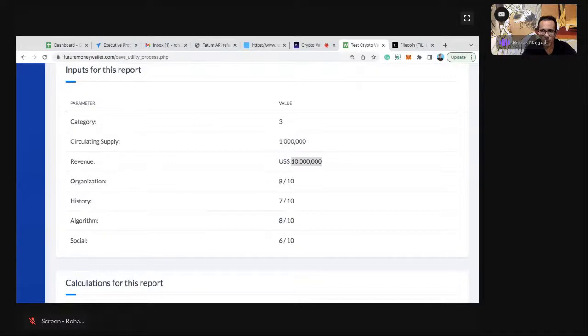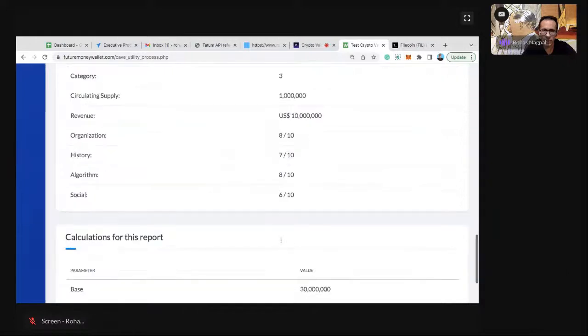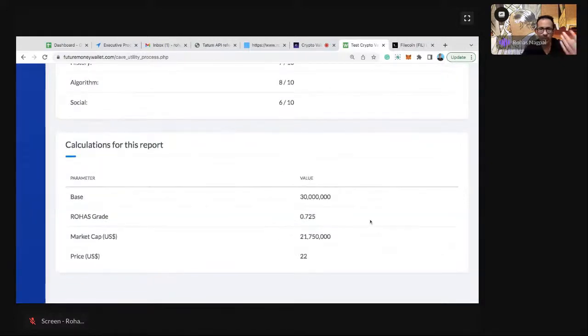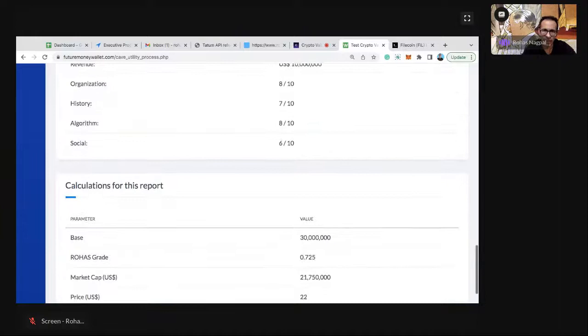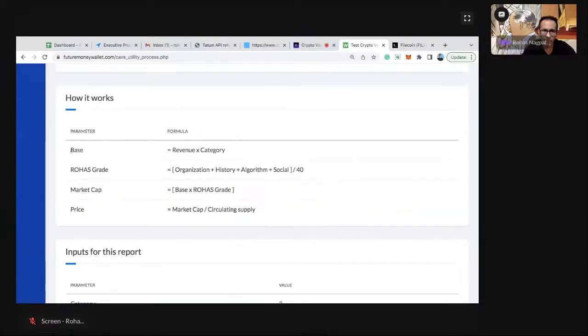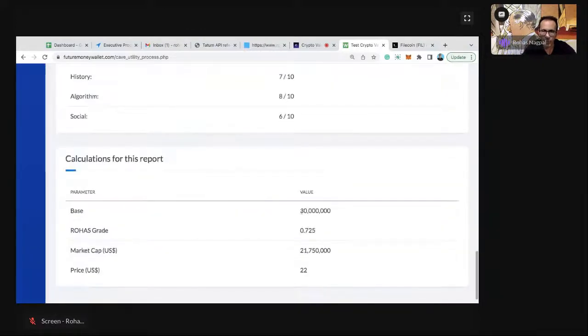And then we said for organization, 8 out of 10, history, 7 out of 10, algo, 8 out of 10, social, 6 out of 10. Now, here is how the calculation is going to work. The first step here, the base is calculated. What does base mean? How much is the revenue potential multiplied by the category, which in our case was 3, and the revenue potential was 10 million. So when you multiply it, you will get the answer of 30 million. So this is our base number.